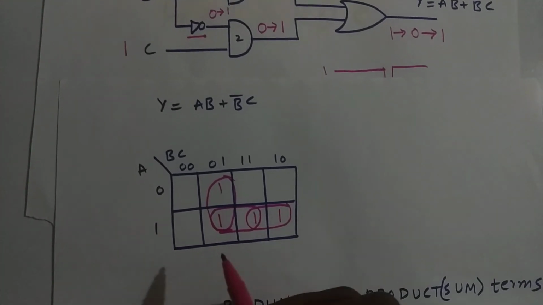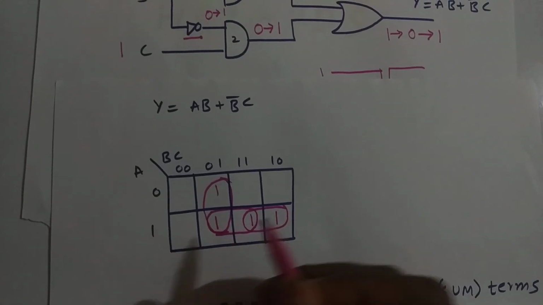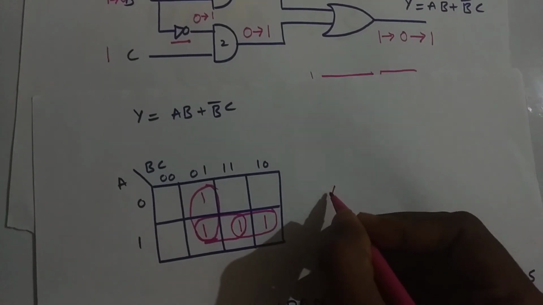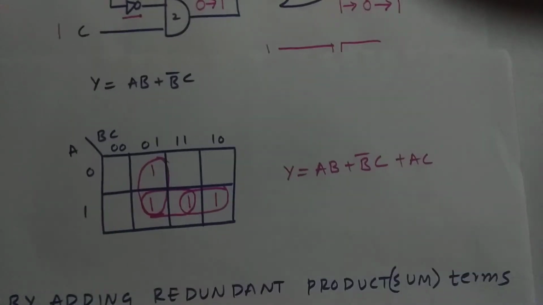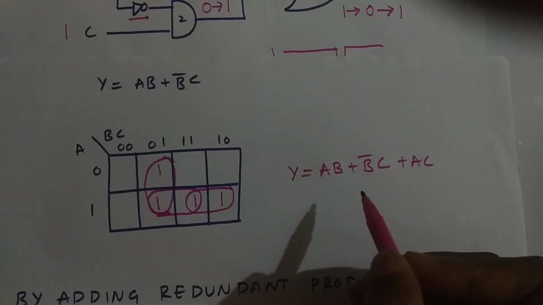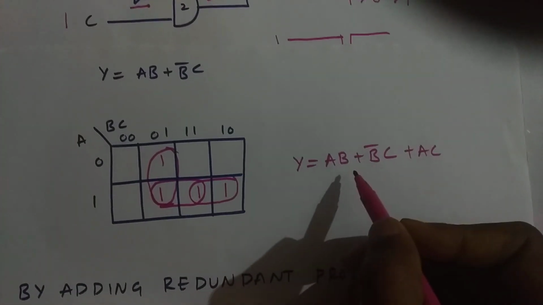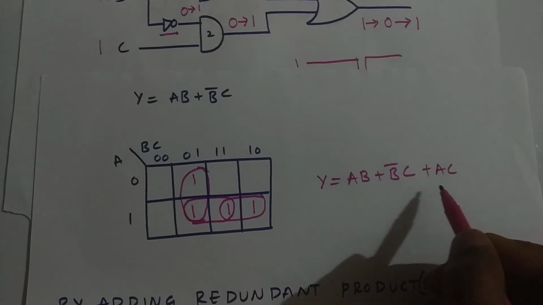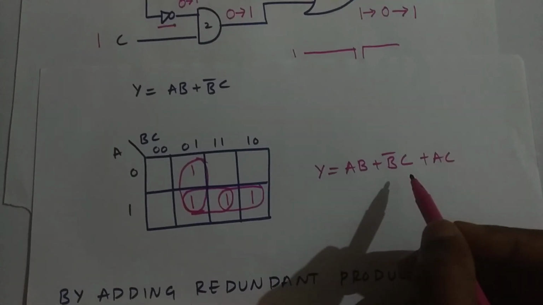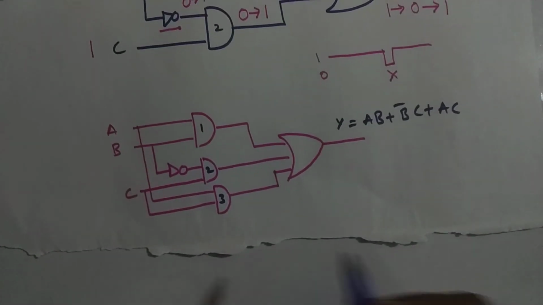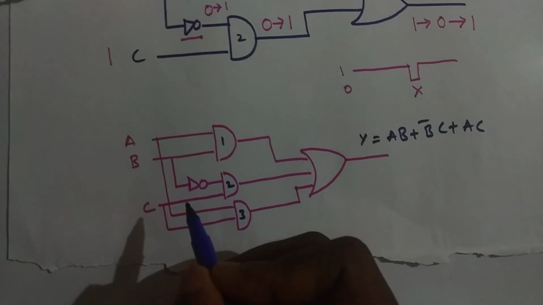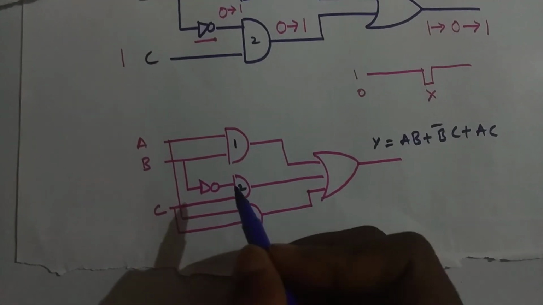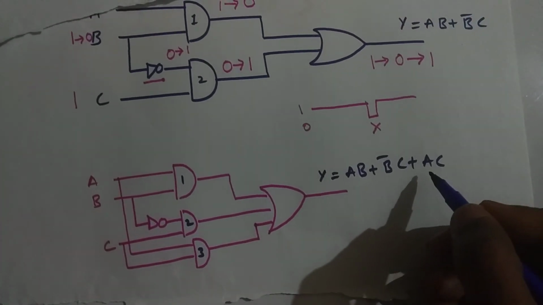So after adding this term, we get the equation as y equals AB plus B bar C plus AC. So let's draw this circuit diagram. This is what we get after adding an extra redundant term, that is AC, which is the redundant term.